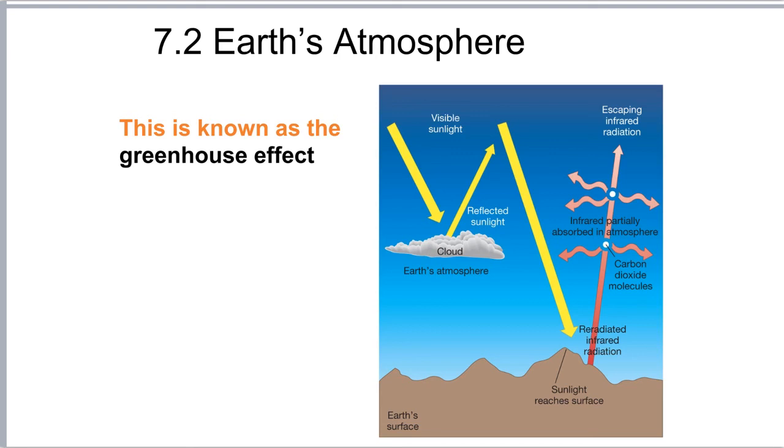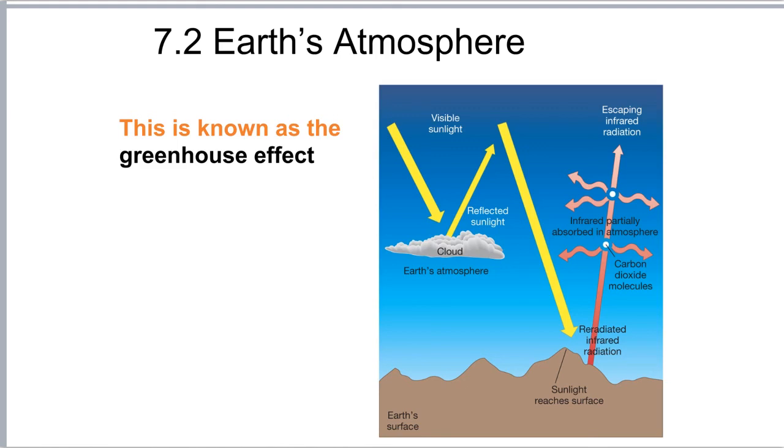Here we can see this represented in a picture. You have the visible sunlight coming in, some of it's reflected back into space by clouds, but some of the sunlight gets to the surface of the Earth, it causes the Earth to heat up, the Earth re-radiates that energy back into space as electromagnetic spectrum in the infrared part of the spectrum, but that infrared light gets trapped by the carbon dioxide in the atmosphere. Carbon dioxide is one of those chemicals that acts like the glass of a greenhouse, and it traps the infrared radiation and heats up the Earth.